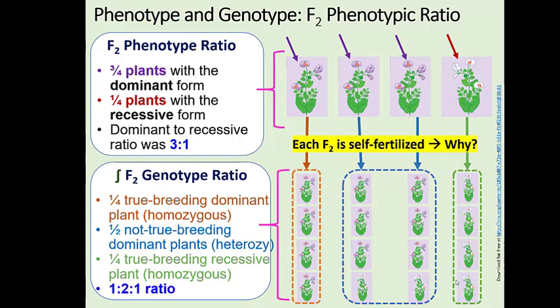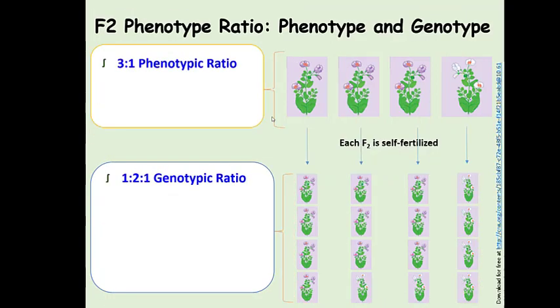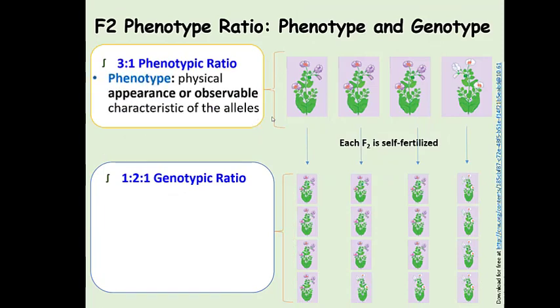And these are very specific ratios for very specific circumstances. And that is when we start out with 2 true breeding plants and we go through this process. So here's our 3 to 1 ratio. Remember, the phenotype is a physical appearance. And we see we've got 3 purple to 1 white.